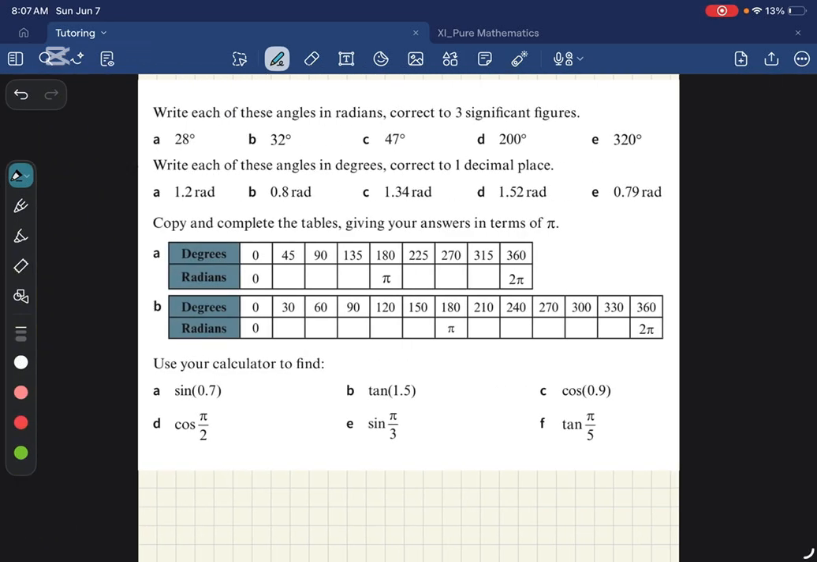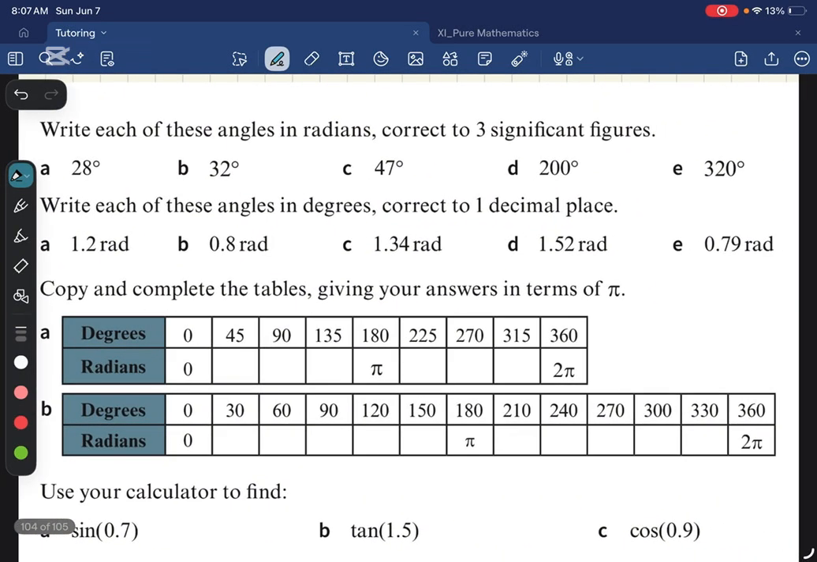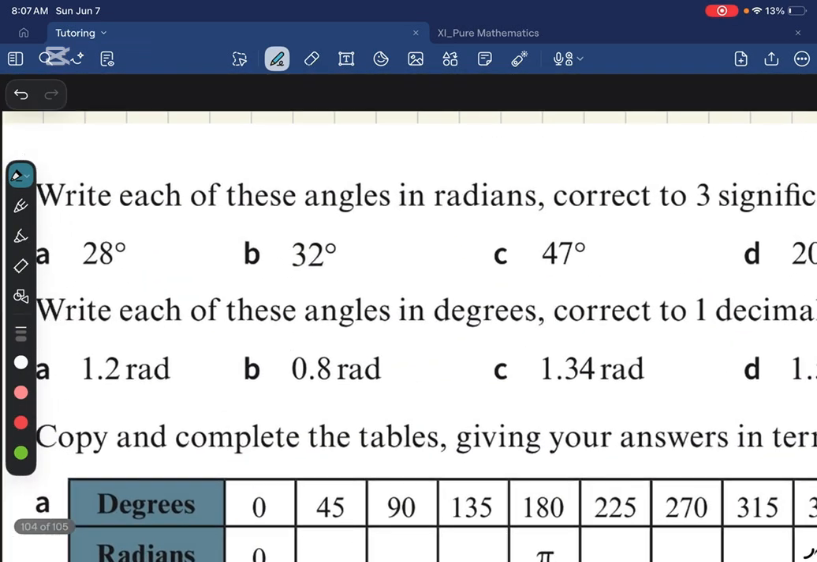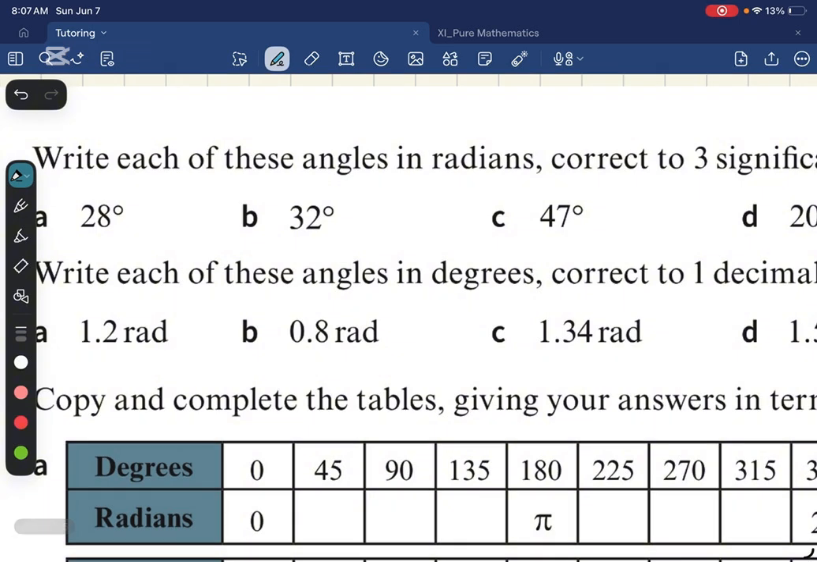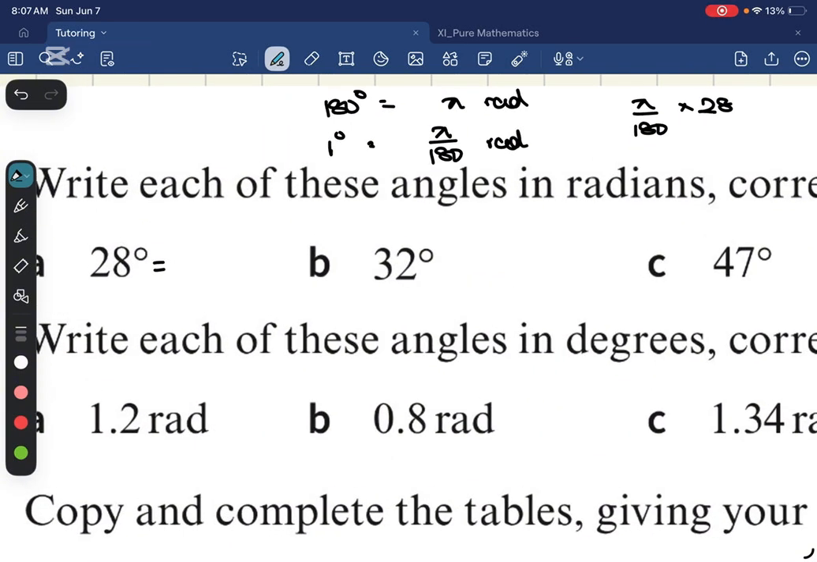Question 3 is the same question, right? Write each of these angles in radians correct to 3 significant figures. So they just want you to plug it in your calculator. So 180 degrees is pi radians. 1 degree is pi over 180 radians. And basically, pi over 180 times 28 is going to give you your value in radians, right? So you take your calculator, you punch pi over 180, and then you multiply by 28, and you get 0.489 radians to 3 significant figures.